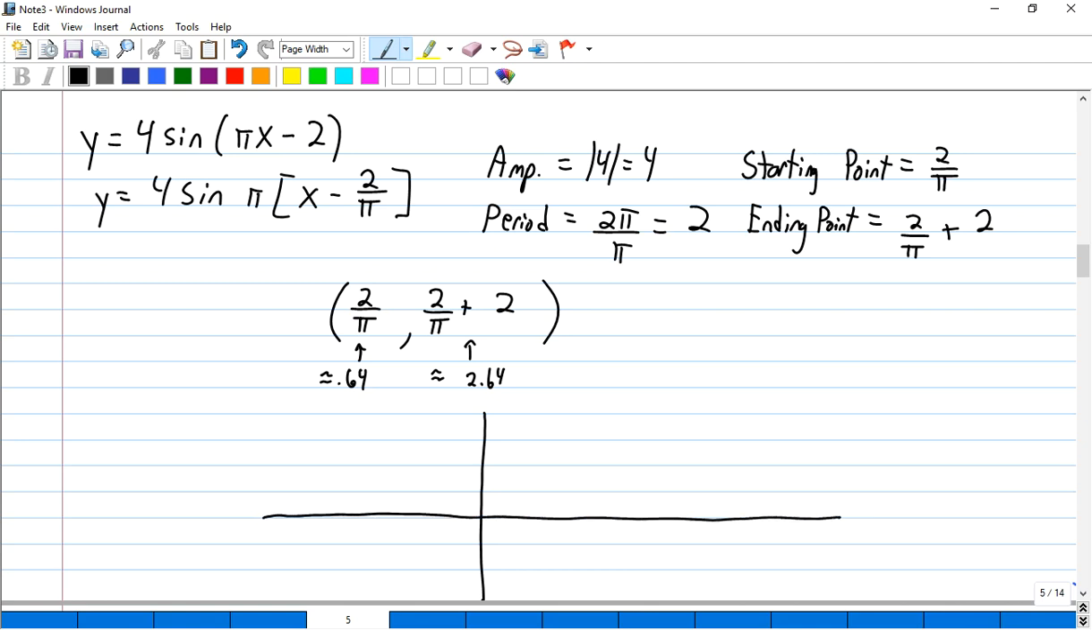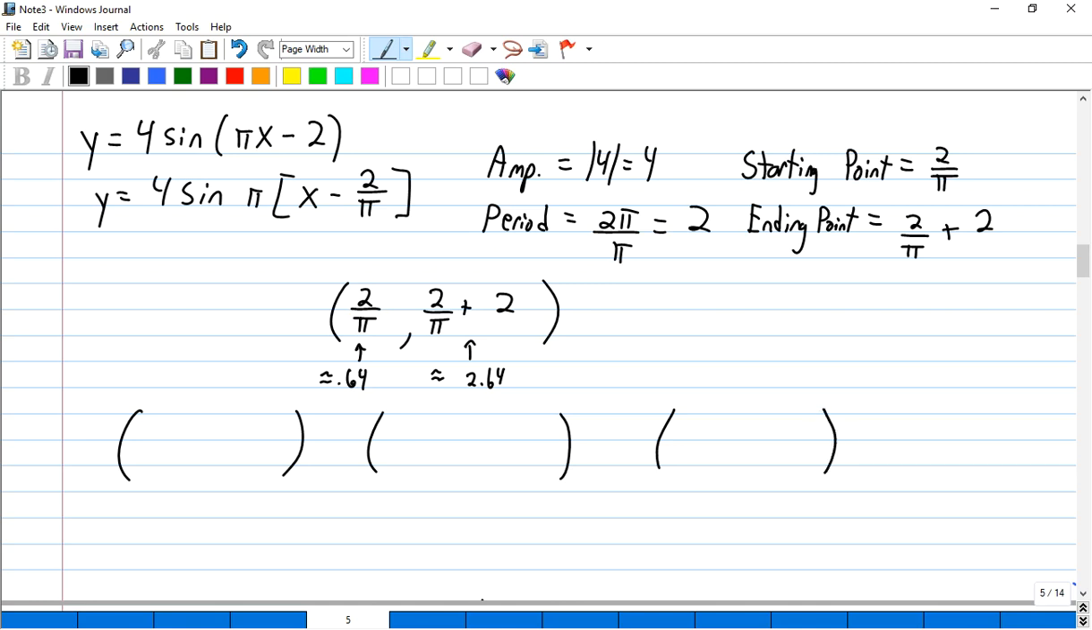Am I ready to graph? No, that's right. I don't have the subintervals. So I'm going to space these out a little more because writing the numbers is going to be bigger, I guess I should say. I'm going to do the same stuff. What do I need to add to the first point to get the next point? Well, let's write down the first and last point first.